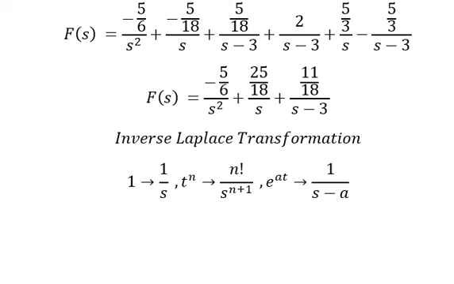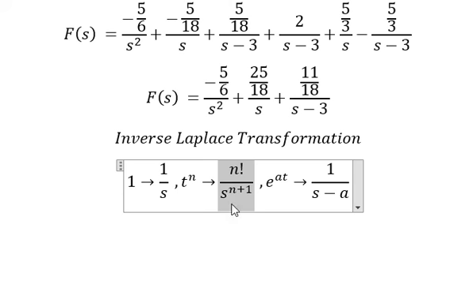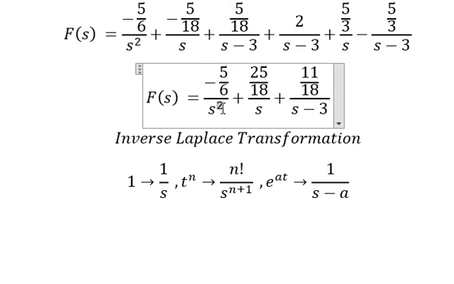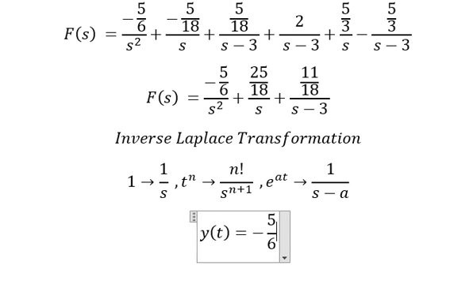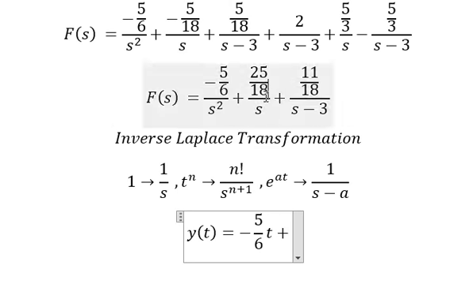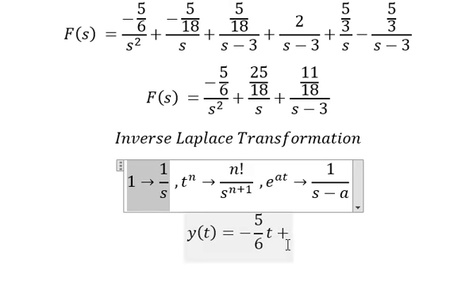Next, we need to use inverse Laplace transformation. Now, h squared, that is about this one. Now we need to transform back to t to the power of n. So n in here, that's number 1 and number 1. So you got number 2 in here. So the first one, that is negative 5 over 6 t. This one, that is about this one. So we return back to number 1.